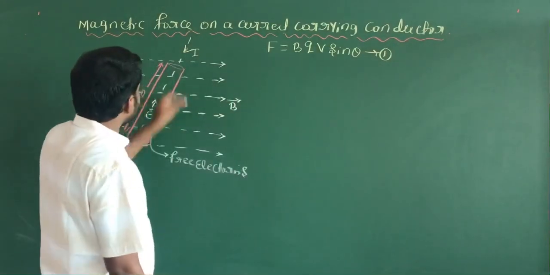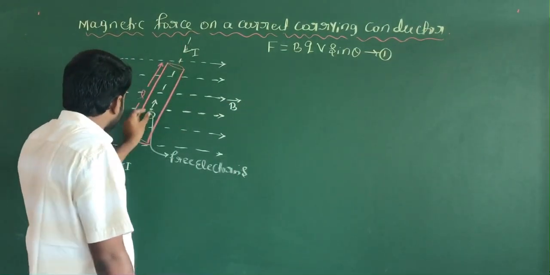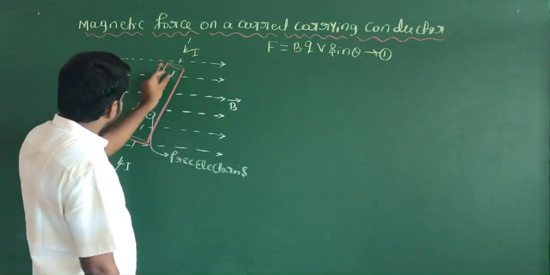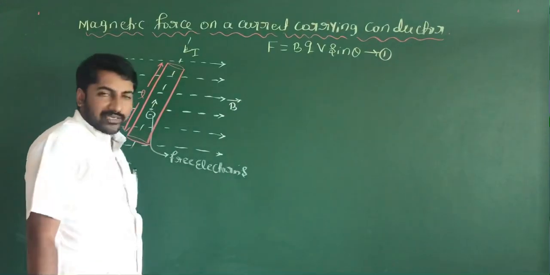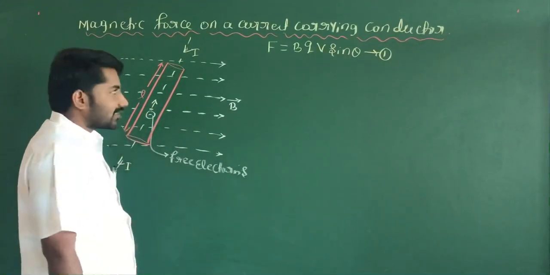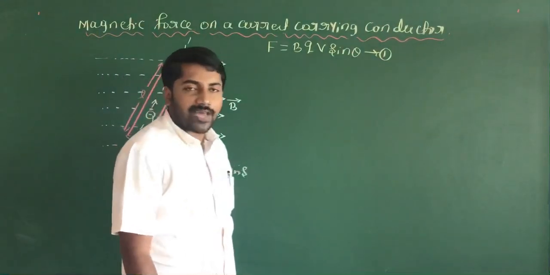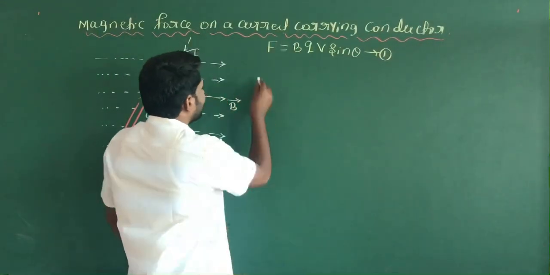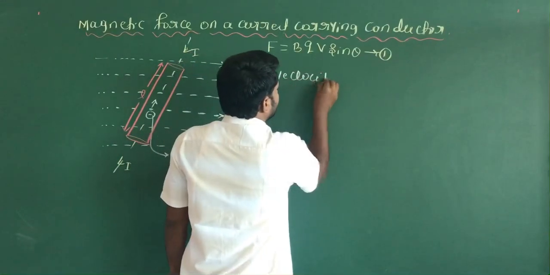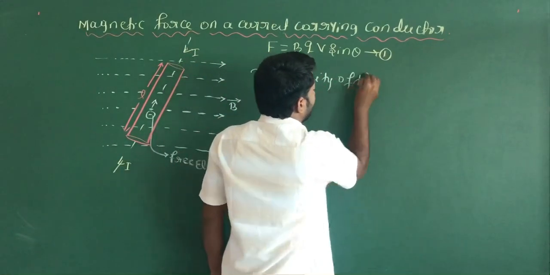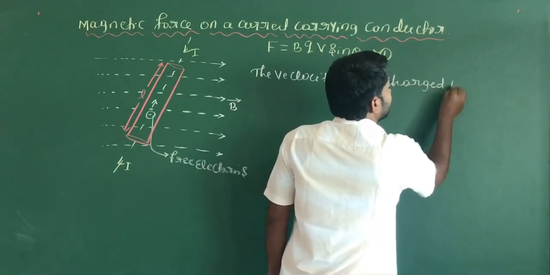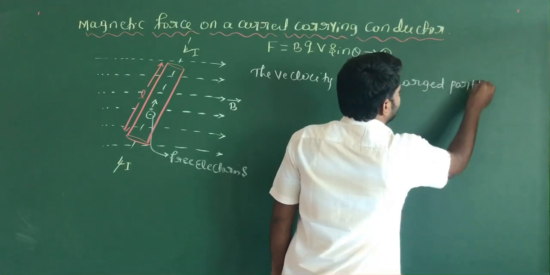But when the charged particles are moving through this current carrying conductor, then what is the velocity of those charged particles? Here, the velocity of the charged particles.